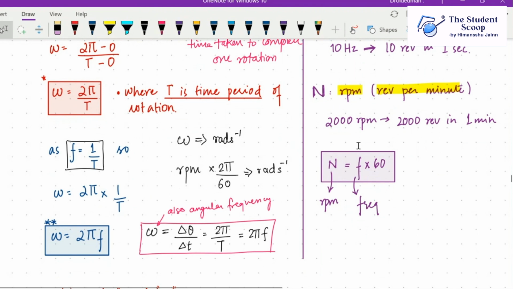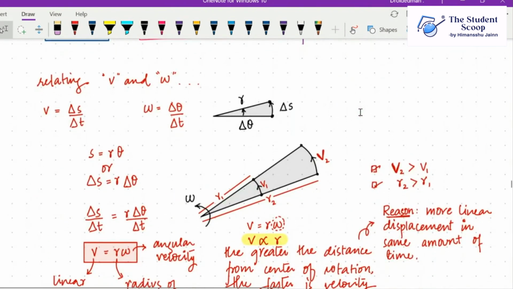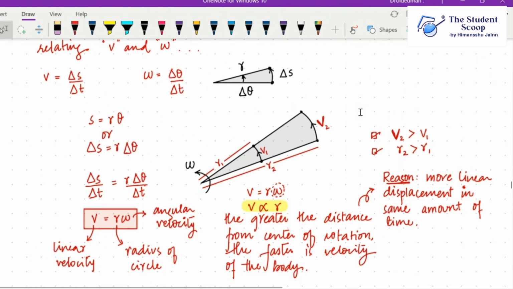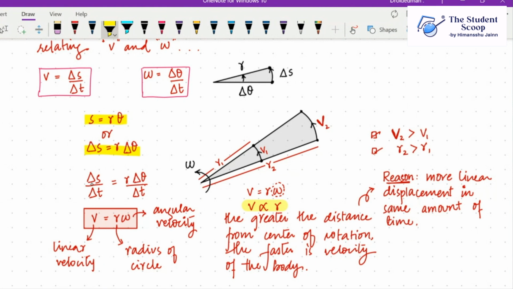Then once we get through this, we want to relate linear speed with angular speed, and this is very simple in that case. We know the basic definitions of both these quantities, and we know the relationship between linear displacement and angular displacement by the length of the arc formula. You can see the length of the arc formula is s equal to r theta. So delta s should be equal to r delta theta, and if I divide both by time, I will get a relationship that the linear speed is equal to r omega. So r is the radius of the circle.